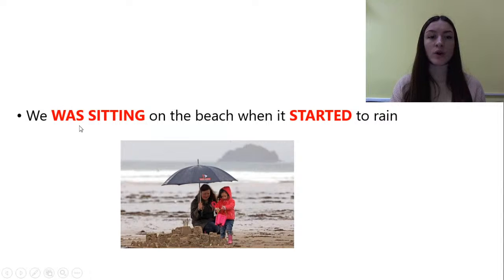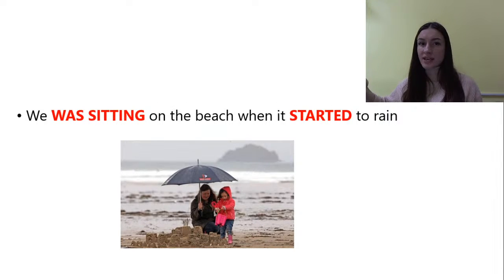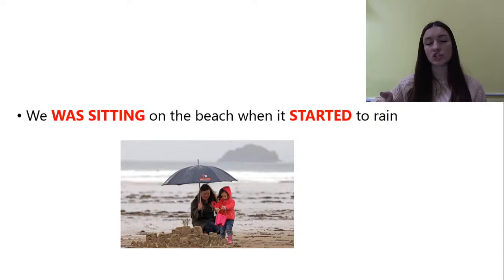Let's correct it. We were sitting on the beach when it started to rain. We were sitting. Make sure it's not was, were. When it started to rain. It means that there was a long action, we were sitting, sitting and sitting, and a shorter action interrupted our long action. Hop, it started quickly. We use past continuous and past simple.